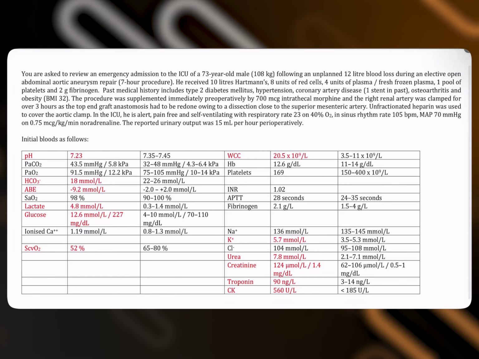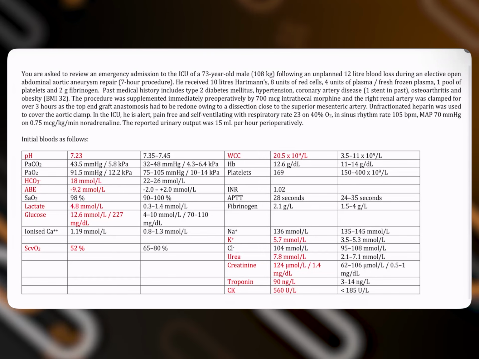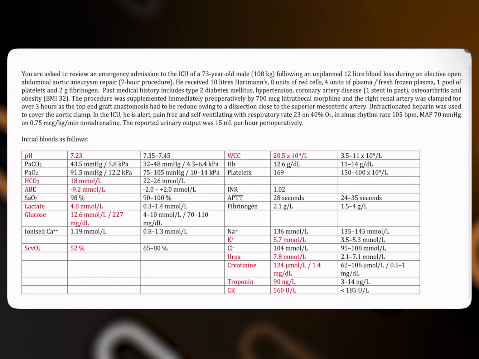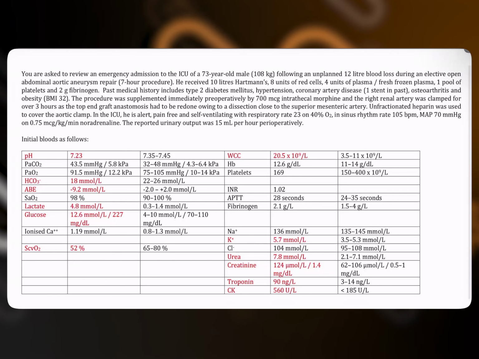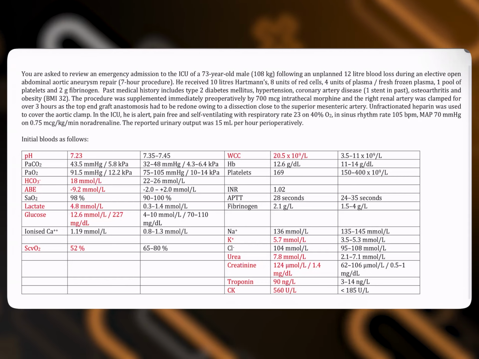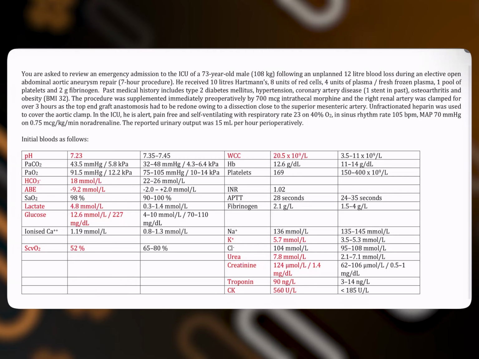Then they have mentioned that the patient has received 700 mics of intrathecal morphine, and the right renal artery was clamped for a long time. So right renal artery clamping for a long time may lead to ATN, and that can lead to some other problems. And there are multiple past medical history problems.